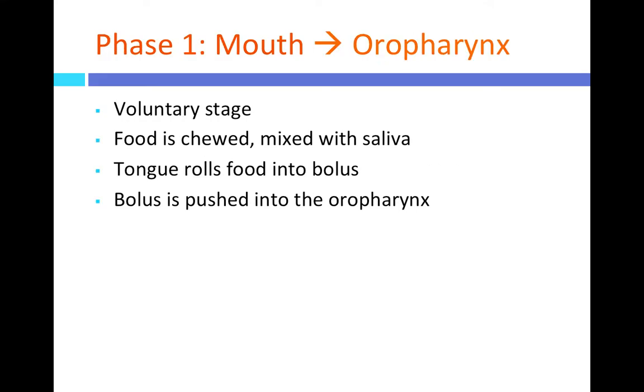So we look at the first phase. This is the voluntary phase of the swallowing mechanism. The food is chewed, it's mixed with saliva by our tongue, and our tongue also rolls food up into a little swallowable ball called the bolus. The bolus is then pushed into the back of the pharynx, the oropharynx. We'll go over the parts of the pharynx again in a minute. And so now the food voluntarily was pushed to the back of your throat.